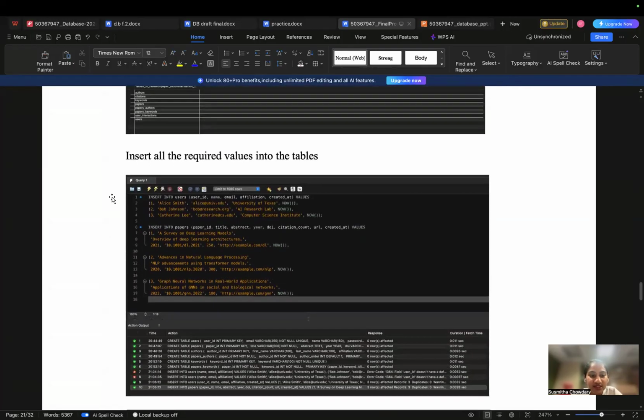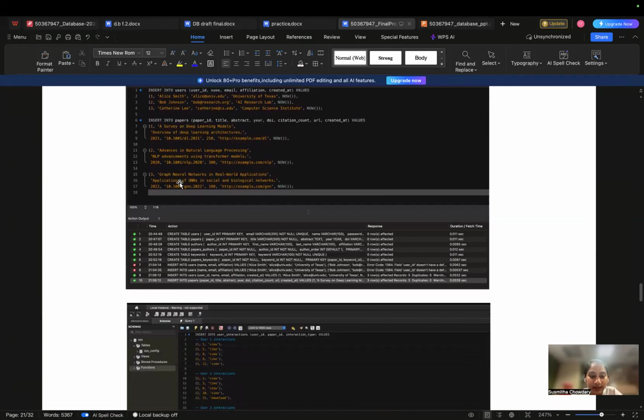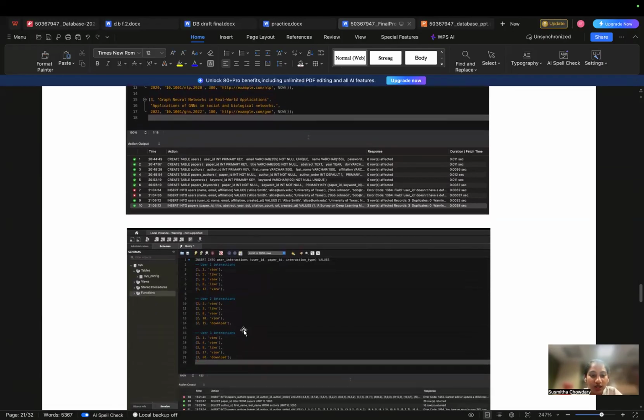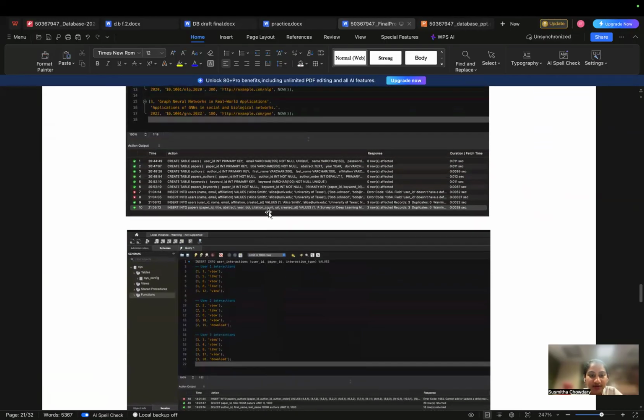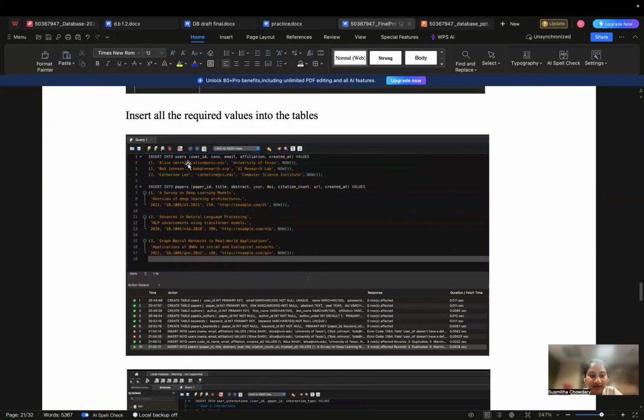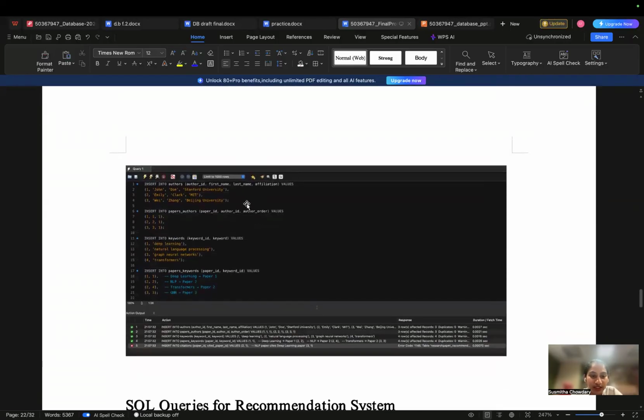And then I have inserted all the required values into each table in the database. These are all the queries that I have run, like insert into table name and the column names, values, and each value of the users. I have inserted each and every value into the tables.